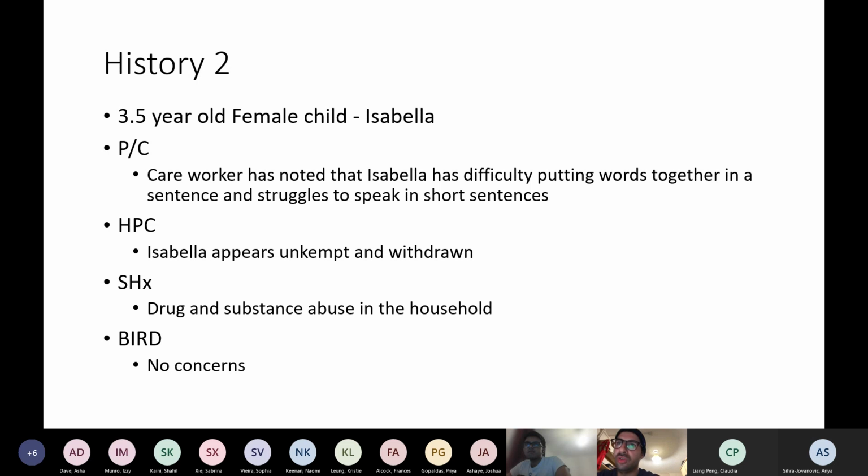So this is Isabella. She is a 3.5-year-old female child, and the care worker notes that Isabella appears unkempt and withdrawn. There is drug and substance abuse in the household on the history, and there are no other concerns.